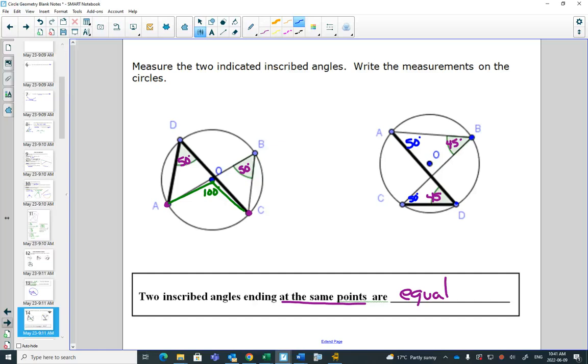So rule number 1: central angles double inscribed angles if they share the same point. Rule number 2: inscribed angles that share the same point are equal.